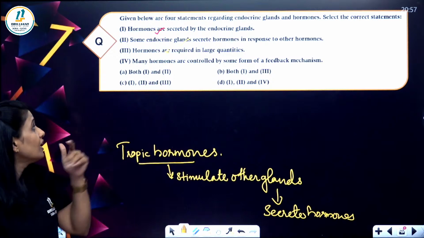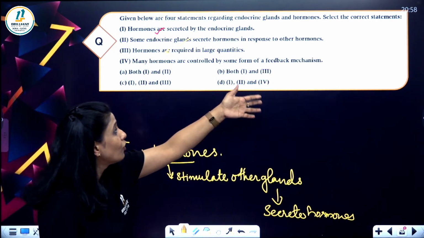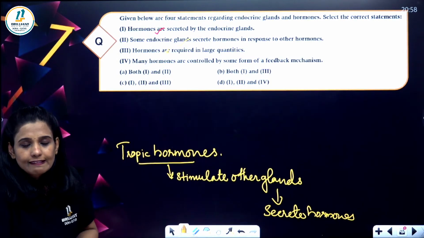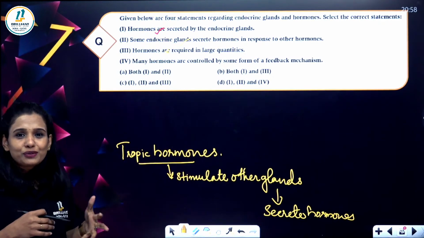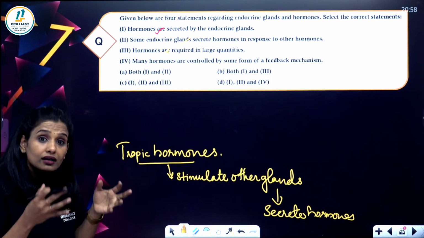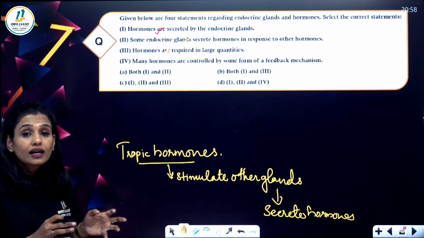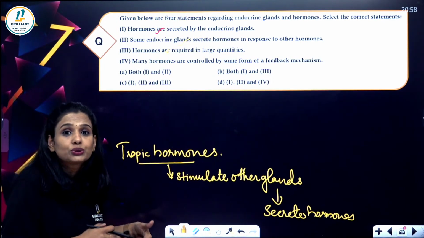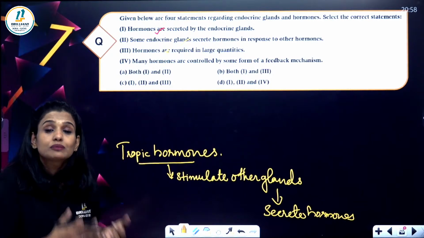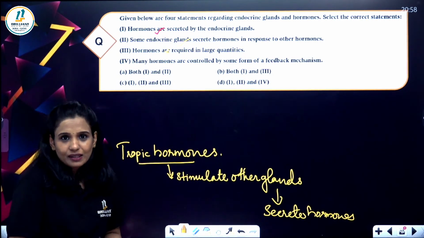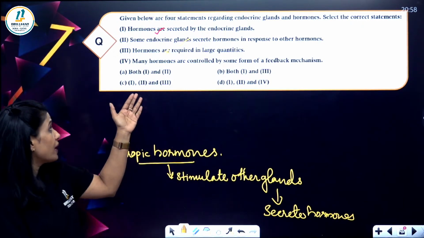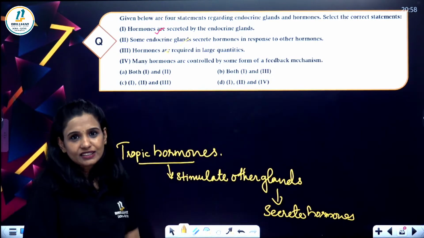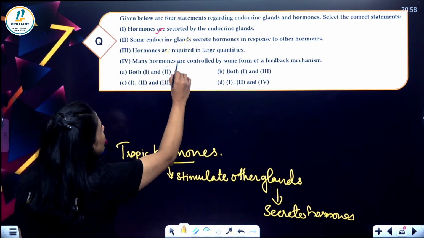Now see the fourth one. Many hormones are controlled by some form of feedback mechanism. What is feedback mechanism? When your sugar level goes high, the pancreas produces insulin to reduce the sugar level. This mechanism is called feedback mechanism. So that is also correct.